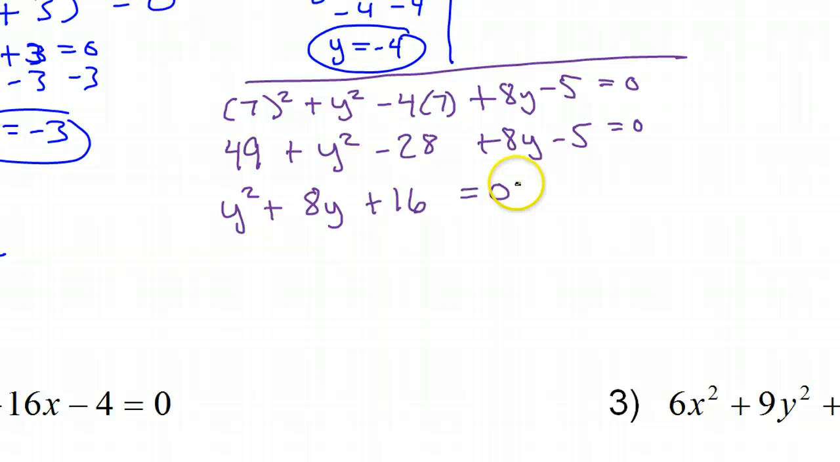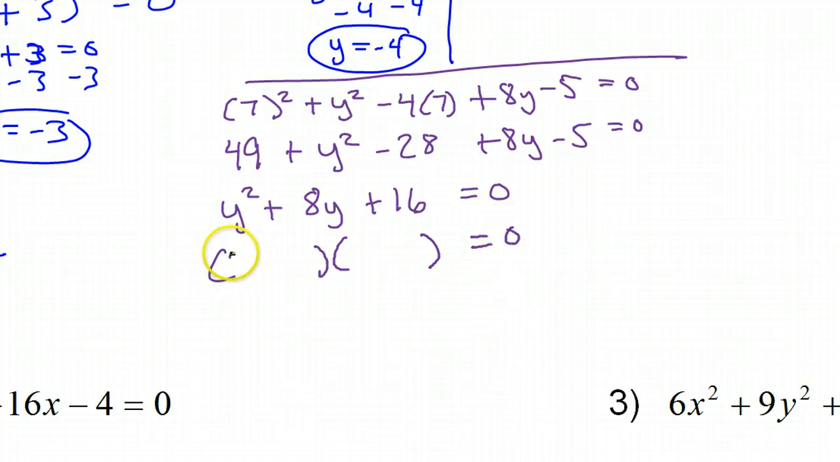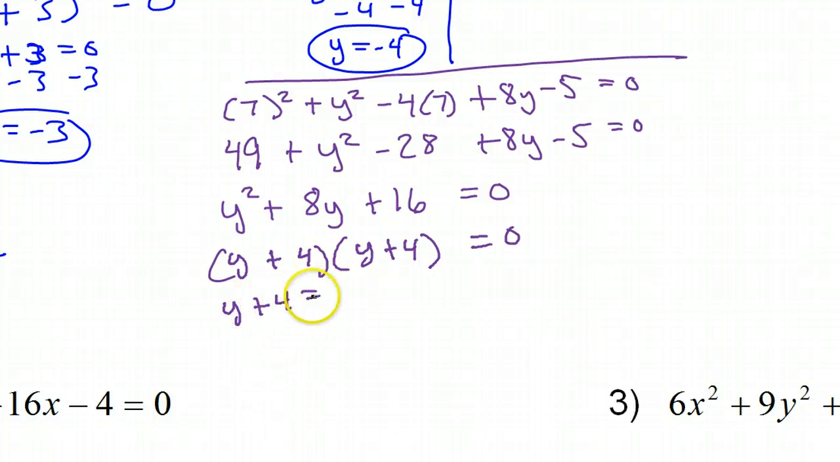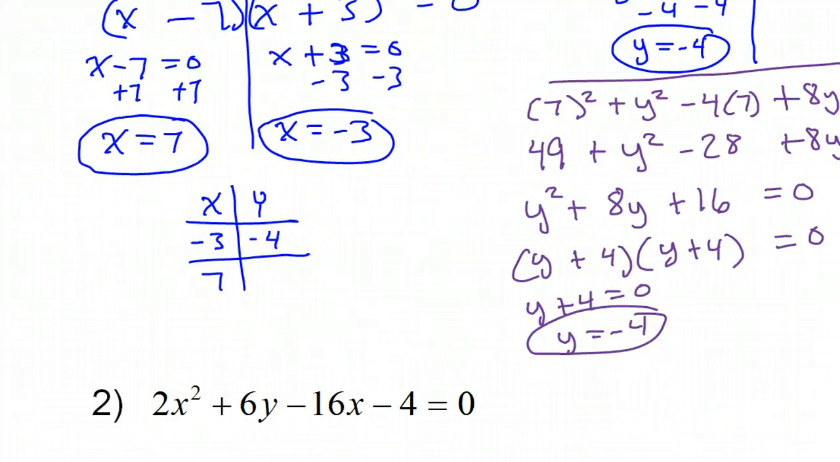So 16, looking at the 8, I'm liking 4 times 4. So this is going to give me y plus 4 and y plus 4. And wouldn't you know it, if we do y plus 4 equals 0, that's going to give us y equals negative 4. Well, that's the same thing we got last time.